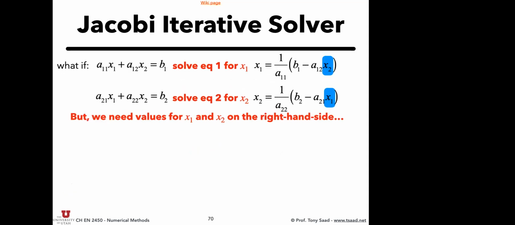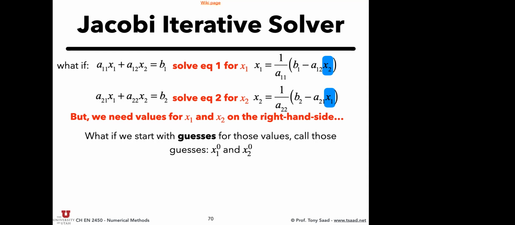However, as you can see, we need values for x1 and x2. It's kind of a circular argument over here. However, since we're doing numerical methods and since we're going to iterate over the system, why not start with a guess for x1 and x2 and consider the x1 and the x2 on the left-hand side as the update of the guesses for x1 and x2.